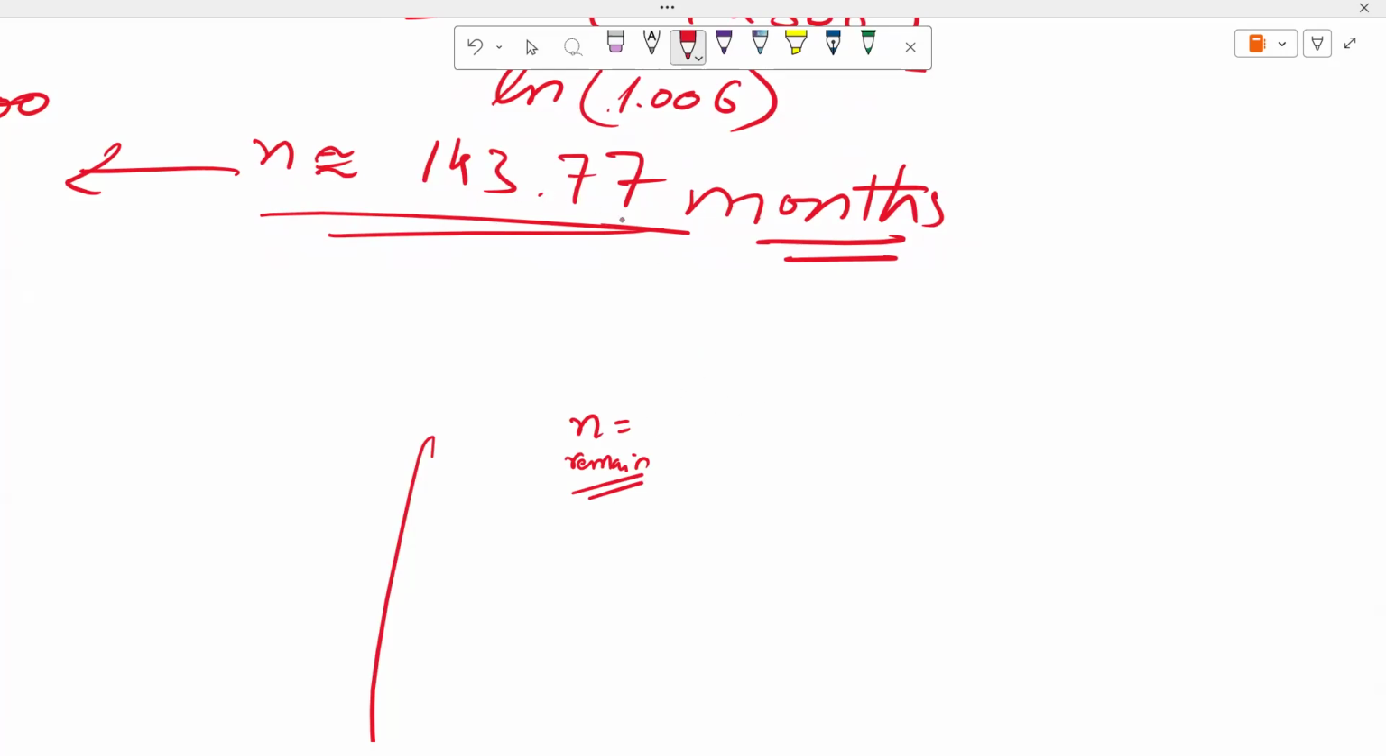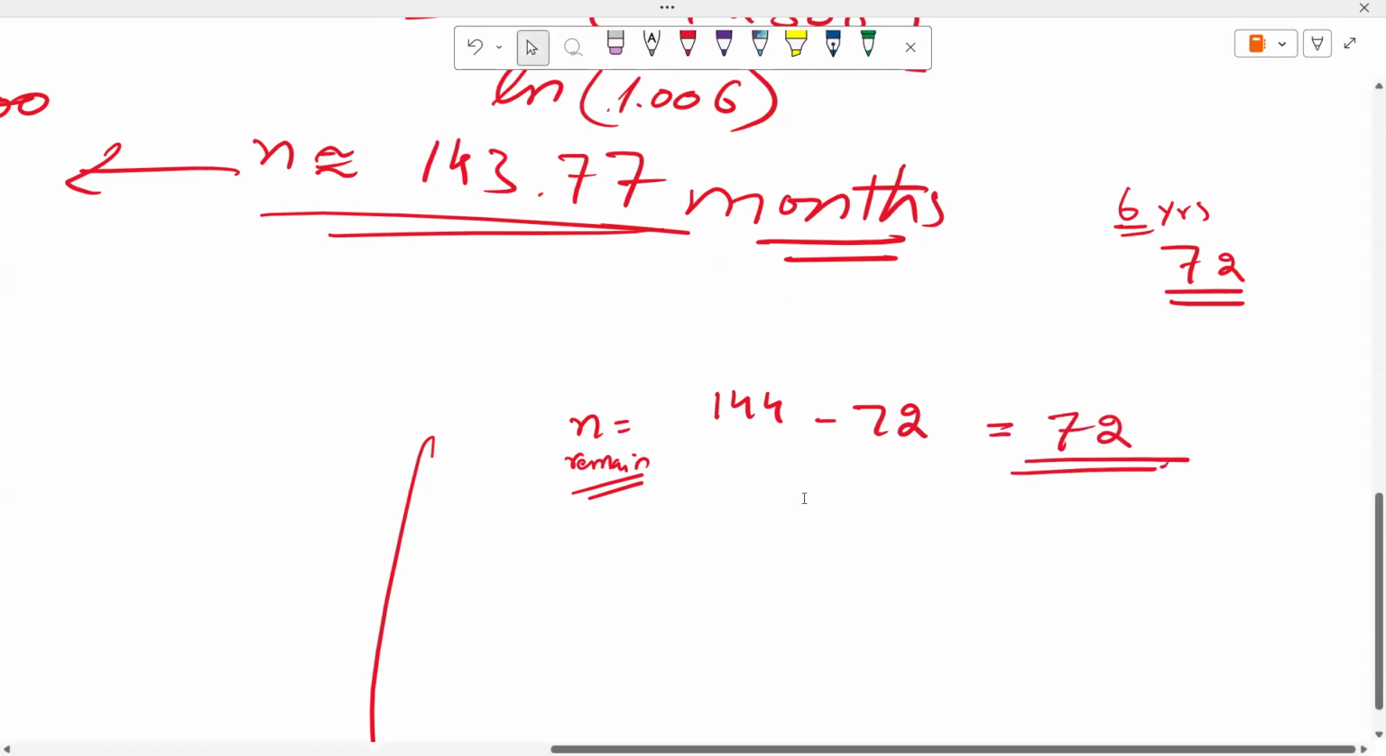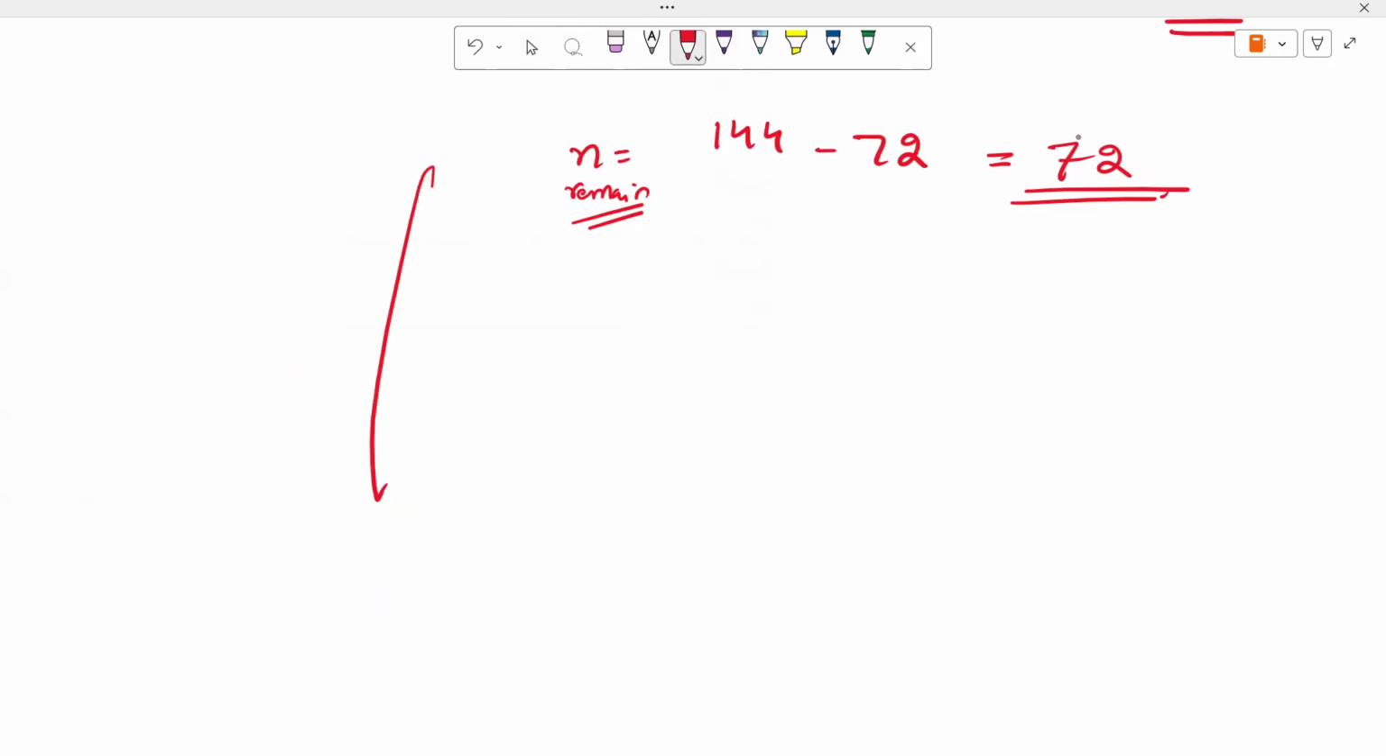So how many total months would I have to pay? 144, because the nearest is 144 months. Minus how many months did I already pay? 6 years. 6 years means 72 months. Right? So I've already paid 72 months. So the remaining are 72. I got that. I am yet to pay every month for the next 72 months 416 euros, right?